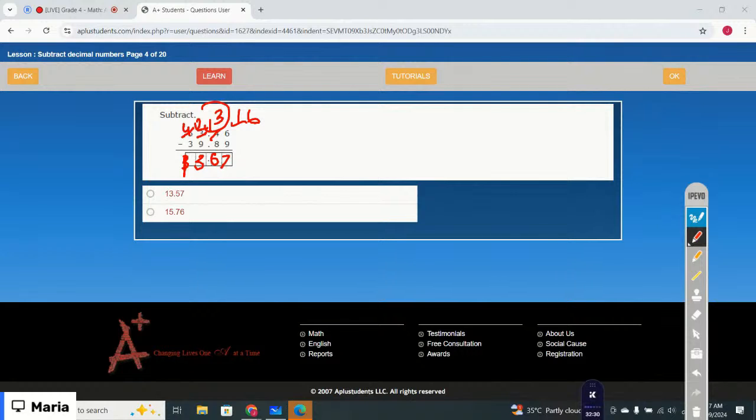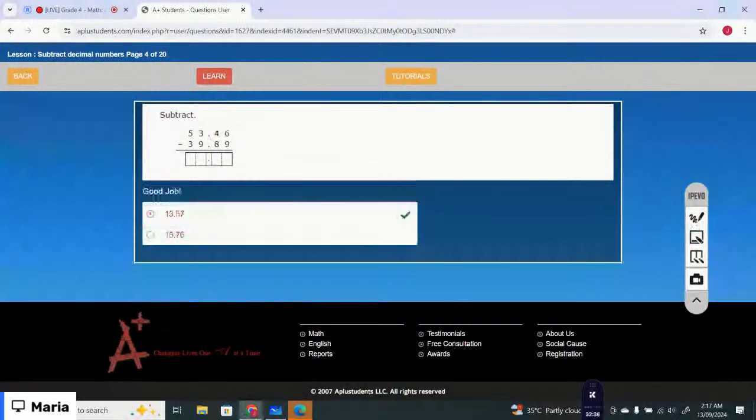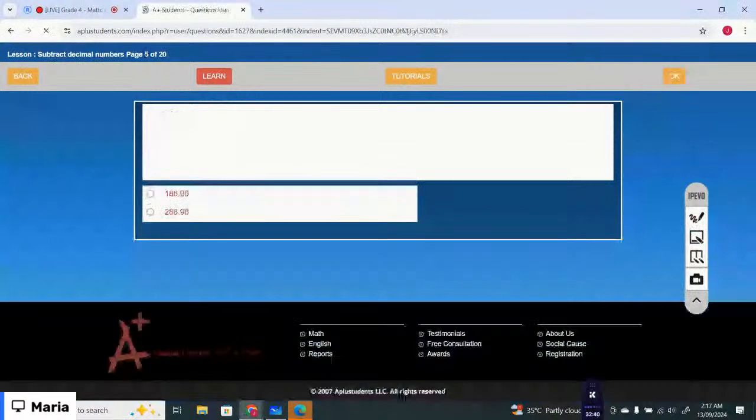The correct option is 13.57, option number 1 is the correct option, right? Okay, the next one is 706.34 take away 419.38. So which is the correct option?